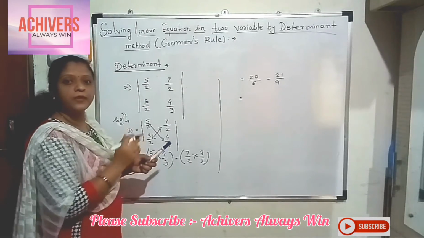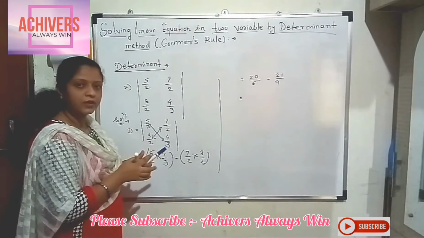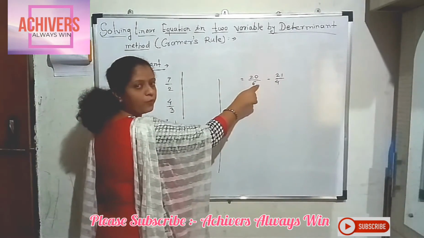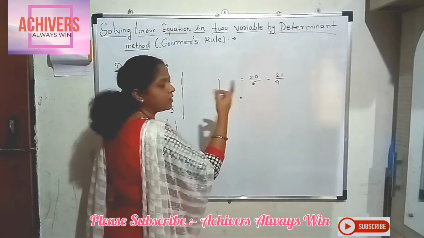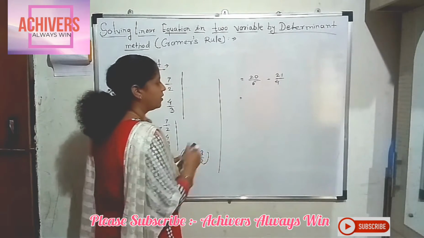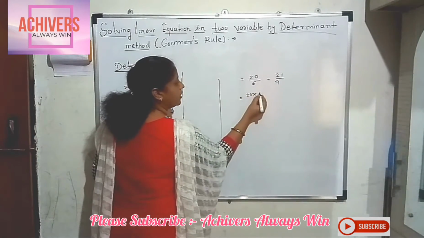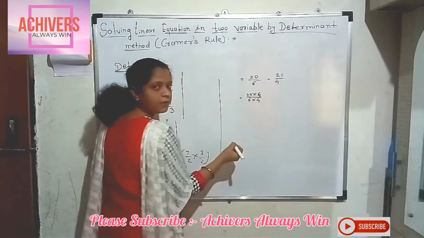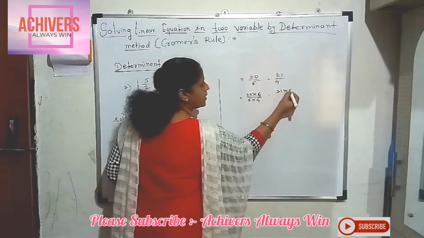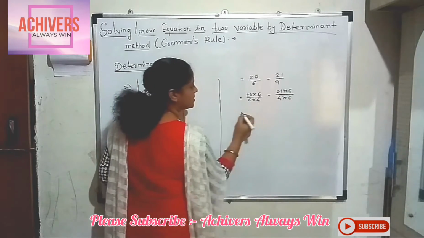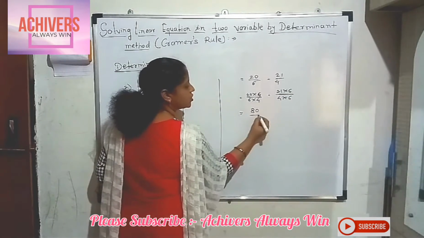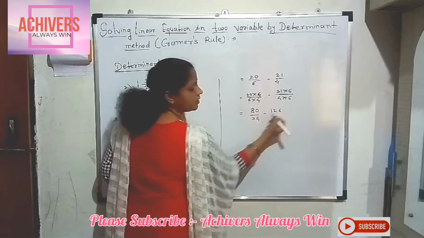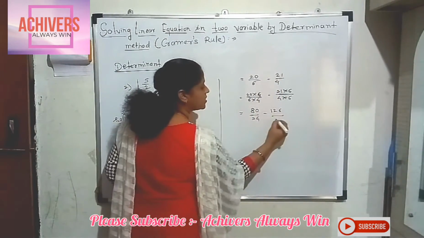Then both denominators are different. How can you make the denominators equal? Here 6 multiplied by 4 we get 24, and 4 multiplied by 6 we get 24. So 20 multiply 4 and 6 multiply 4, 21 multiply 6 and 4 multiply 6. 20 fours are 80, 6 fours are 24, 21 sixes are 126, and 4 sixes are 24.